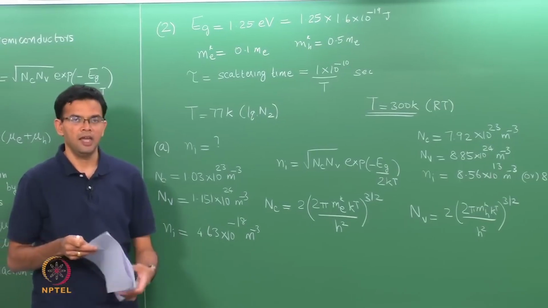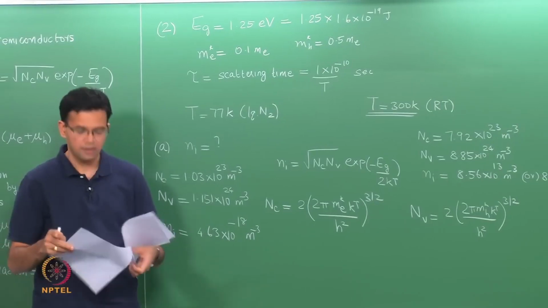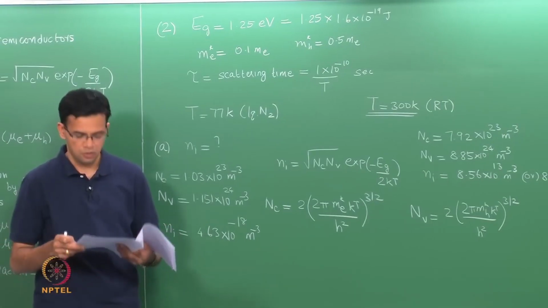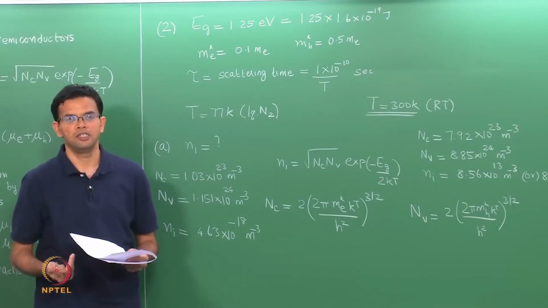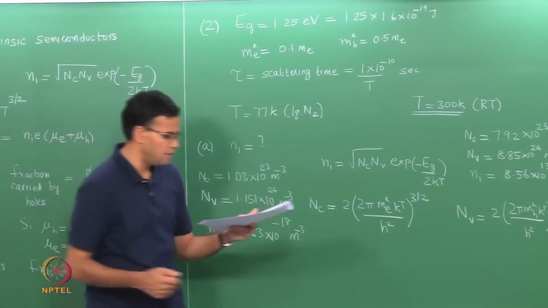So, this is part A, where we want to calculate the concentration of electrons and holes. Part B, we want to calculate the Fermi energy or the location of the Fermi level.